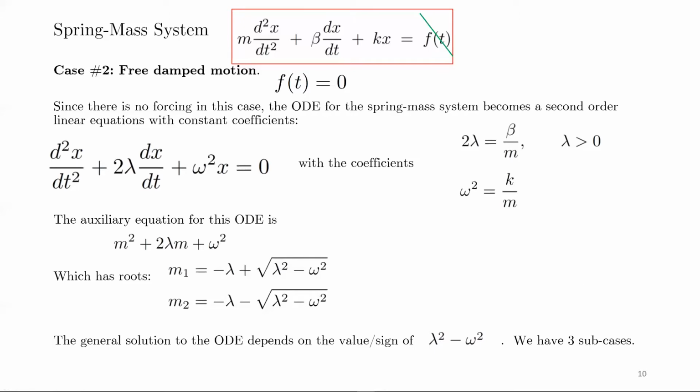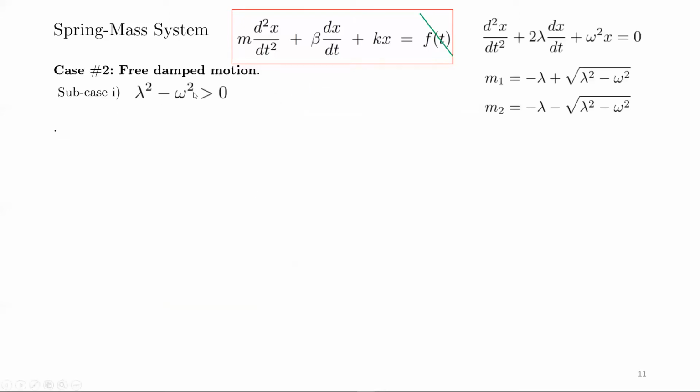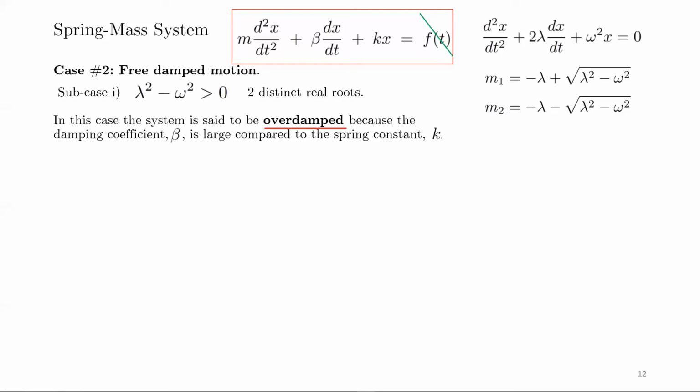So in the first case, this lambda squared minus omega squared is going to be greater than 0. So this stuff underneath the square root is greater than 0. We're going to get real roots, right? We're going to get 2 distinct real roots to this second order linear homogeneous ODE with constant coefficients. Okay, so we call this case the overdamped case. Okay, and we say it's overdamped because the damping coefficient beta is large compared to the spring constant k.